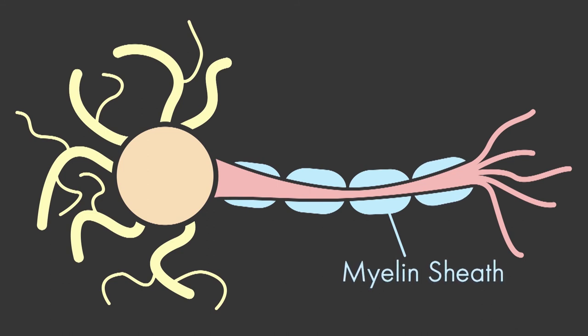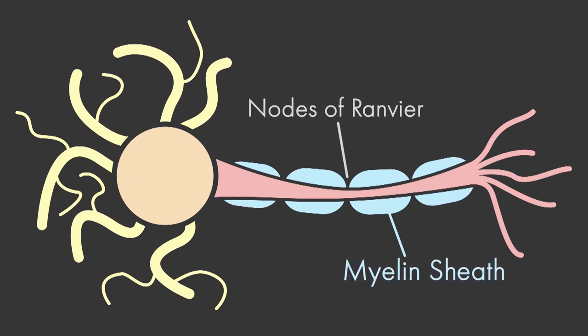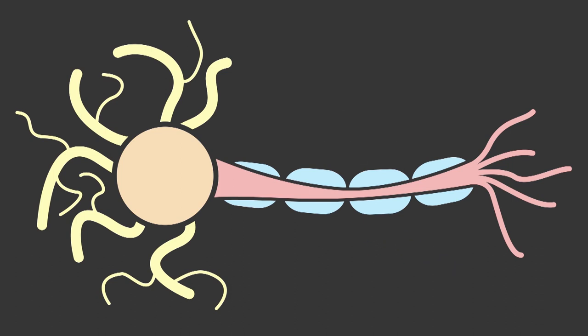Crucially, though, there are gaps, called the nodes of Ranvier, between the successive wrappers, and it's this combination of wrappers and gaps that speeds up the nerve impulses traveling along these myelinated axons. If an axon is myelinated, ions can move into or out of the axon only at the nodes of Ranvier. At all other locations, the axon is enclosed within its myelin, and this blocks ion flow. Therefore, in essence, the action potential has to skip from node to node, and thanks to these jumps, it moves more quickly.